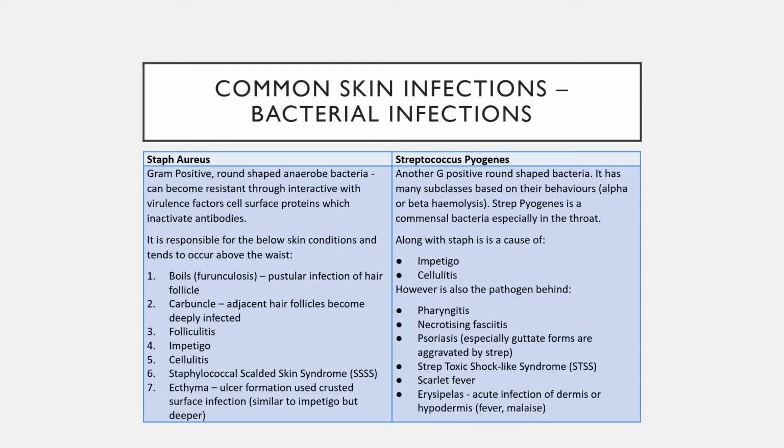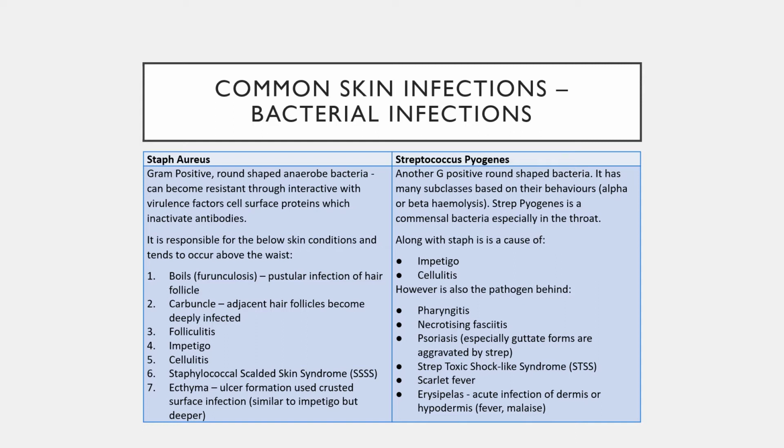Strep pyogenes is another gram-positive bacteria. It has a number of different subclasses, which you'll probably hear people speak about, alpha and beta strep pyogenes. It's a commensal bacteria in the throat, so it's often associated with pharyngitis and sometimes tonsillitis. Along with what I've already touched on with Staph aureus, it's usually responsible for impetigo and cellulitis. However, strep tends to be the nastier things, like necrotizing fasciitis.